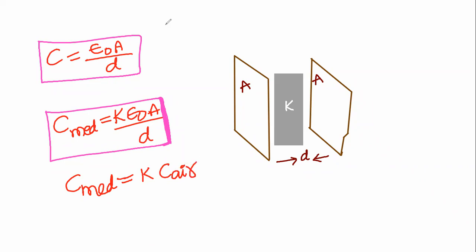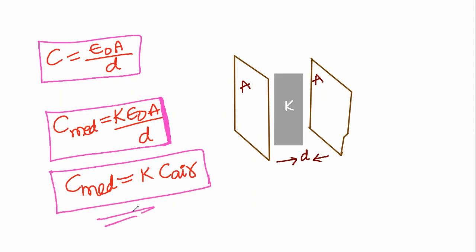We will take the capacitance of the capacitor in a medium is equal to K times the capacitance of the capacitor in air. C medium is equal to K into C air. That is, the capacitance of the capacitor in a medium is K times that of air.